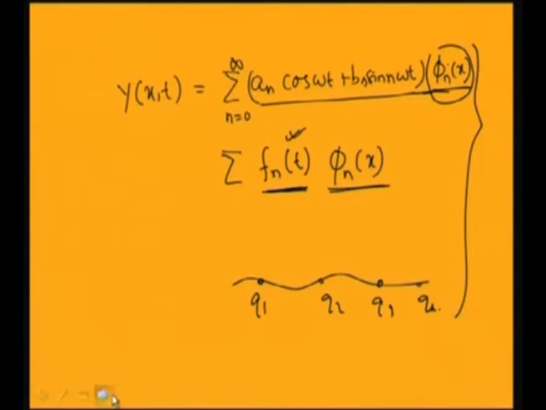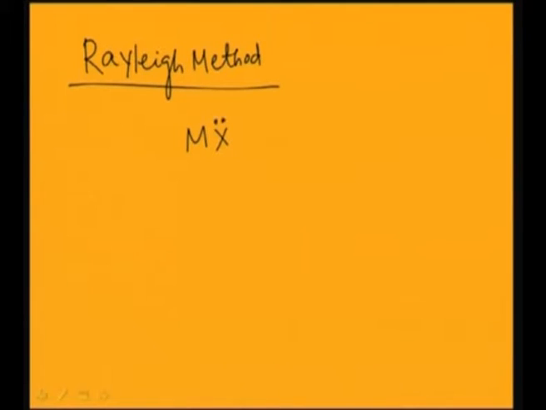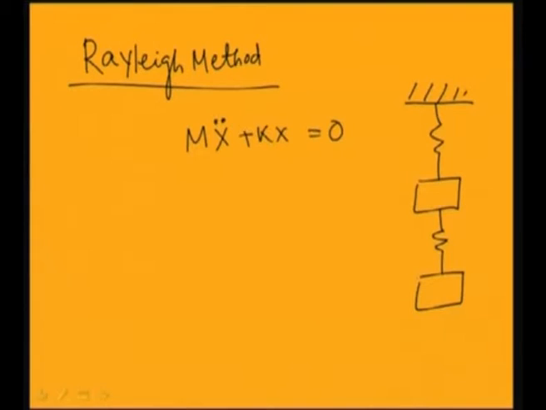So, let us see the Rayleigh method. In case of the Rayleigh method, let us consider a discrete system. Let us start with a discrete system. Let m x double dot plus k x equal to 0 be the equation for this discrete system. For example, you take this spring and mass system, and this is another spring and mass system. So, this is a 2 degrees of freedom system.